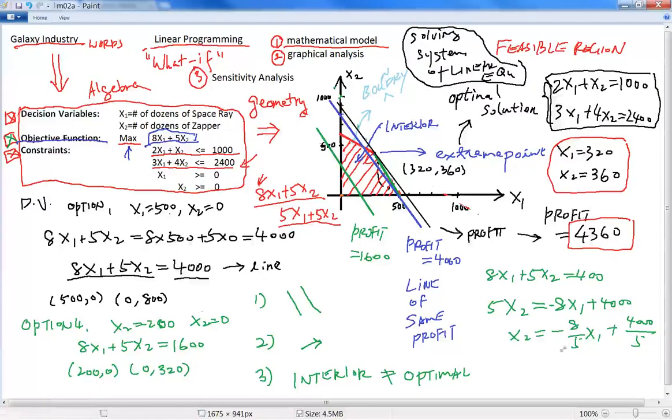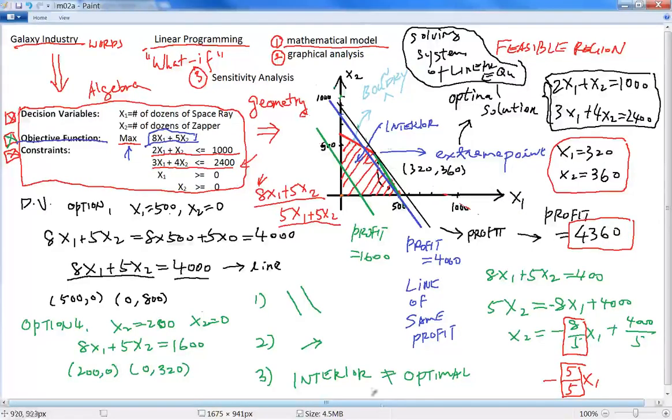And earlier I already told you that the slope of the line of same profit is really determined by the ratio of the two profit coefficients. So if this changes to this new ratio, what would happen is the orientation or the slope of this profit line of same profit would, in this case, actually turn counterclockwise.